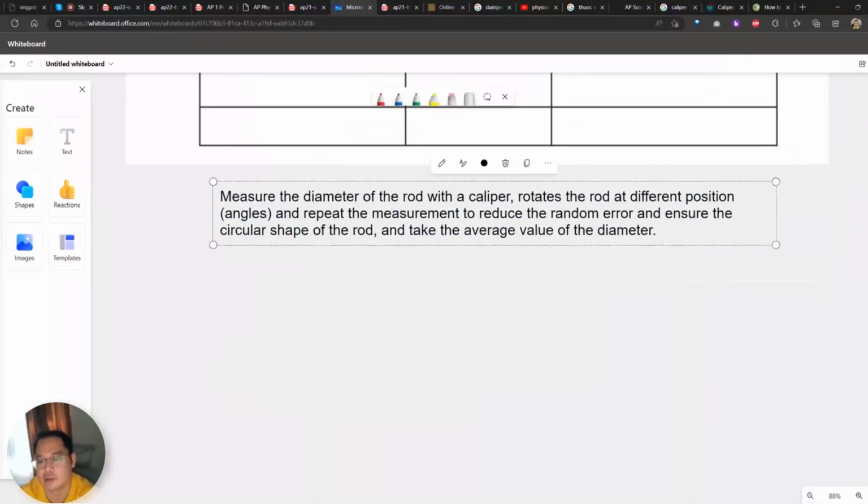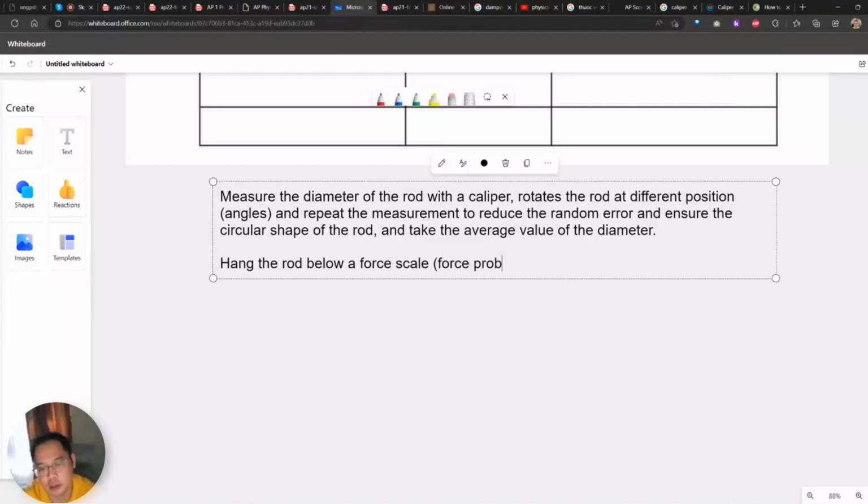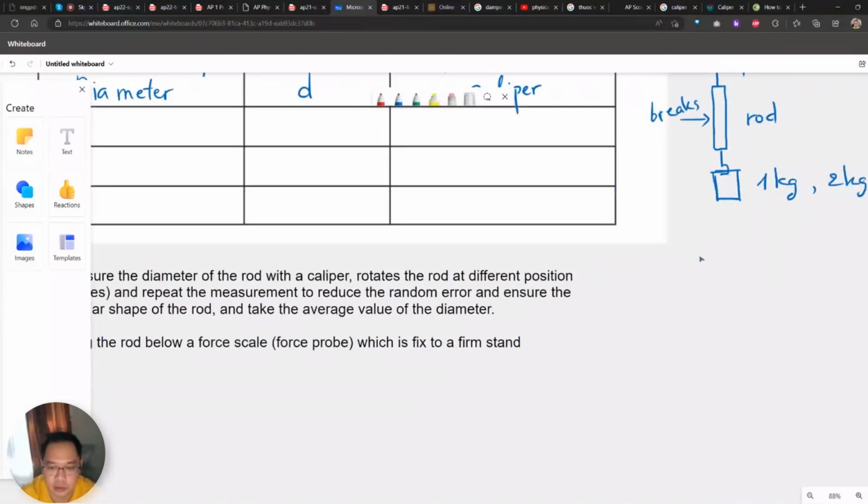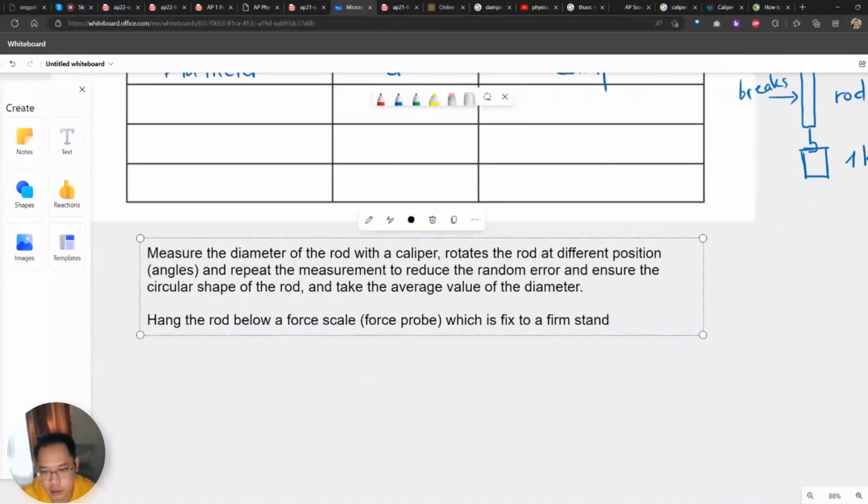Okay, the second step, hang the rod below a force scale, force probe, which is fixed to a firm stand. And you can include a diagram like this, okay? Fixed to a firm stand. Yes. On its top.